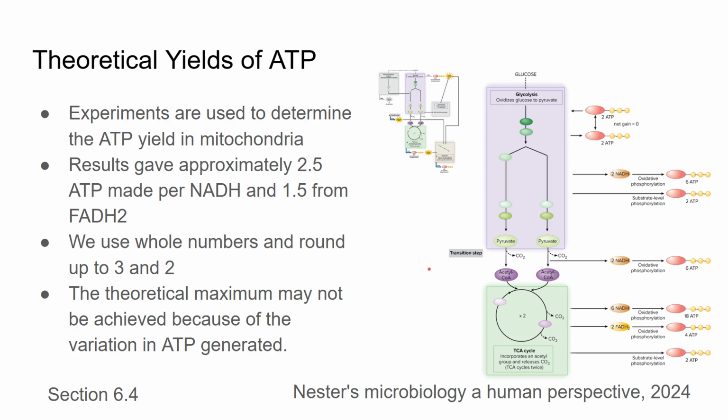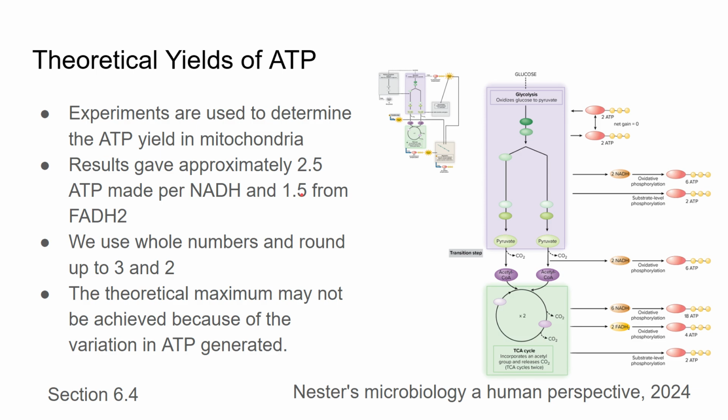Okay, another topic that you need to keep in mind when we're talking about theoretical yields is that experiments that were used to do this were done with rat mitochondria. So the results gave us an approximate 2.5 ATP made per NADH and 1.5 from FADH2. They didn't get exactly a whole number every time because experiments will rarely ever give you a perfect number. We had to use math and averaged out to 2.5 and 1.5.